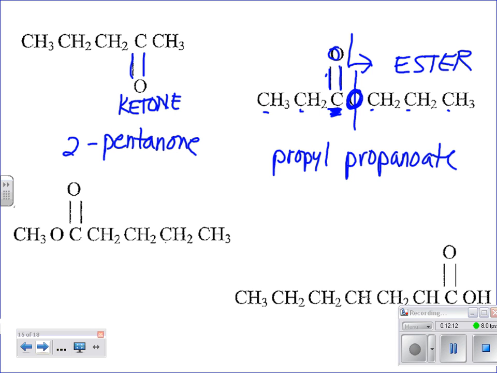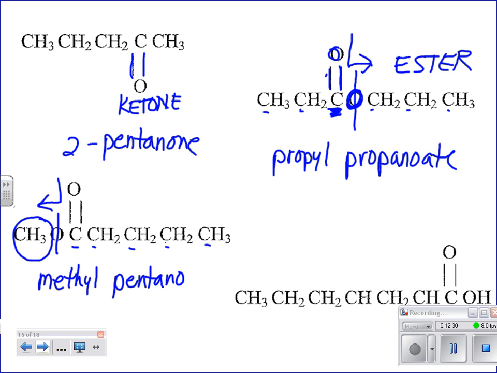Okay, same sort of situation in this other one, except we're going in the other direction. There's the dividing line. I want to label this guy first, which is methyl, and then 1, 2, 3, 4, 5, so it's going to be a methyl pentanoate.